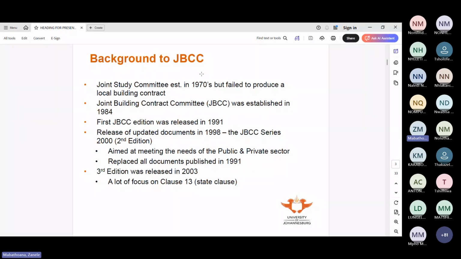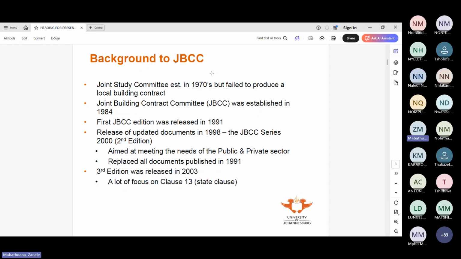So in 1998 they released that second edition, and it was called the 2000 edition. I don't know where people were, but leading up to the year 2000 was this big millennium thing. We all thought the world was coming to an end and stuff. So everybody was updating everything to match the new century, the new millennium. It was the end of a century, the end of a millennium. So we were introduced to the release of the updated documents, the 1998, the 2000 series.